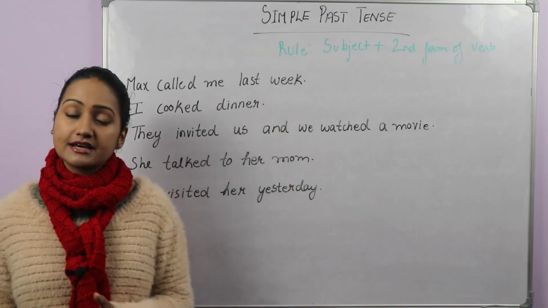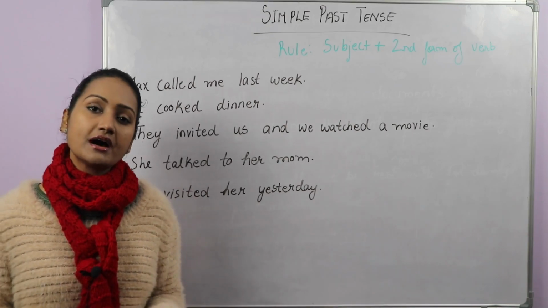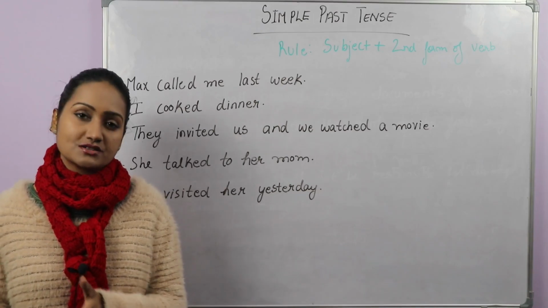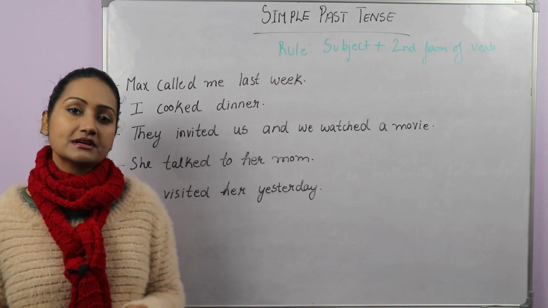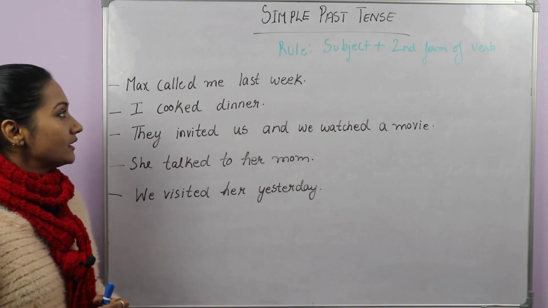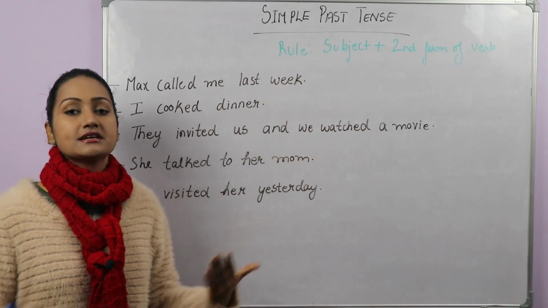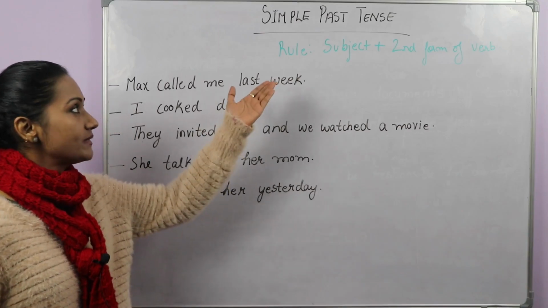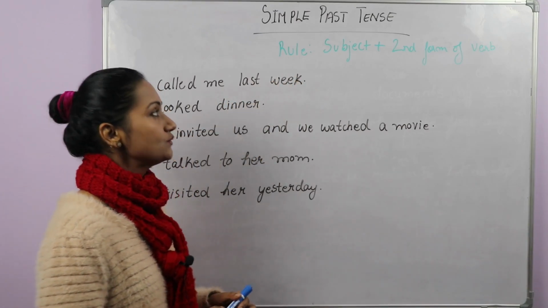Simple past tense emphasizes an action which started in the past and ended in the past only. It describes the action which has already happened in the past. How? Let's take a look. At the top we have the rule, because we know that every tense has a rule. So for simple past tense we have this rule: subject plus second form of the verb.